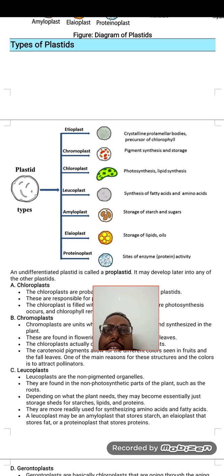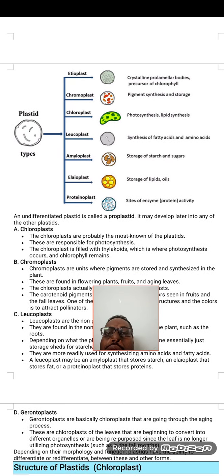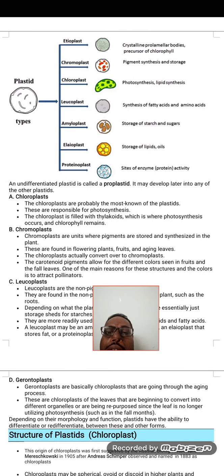For example, the etioplast is a precursor of chlorophyll. Chromoplast means pigment synthesis and storage, that means color, and petals are made up of chromoplast. Chloroplast is for photosynthesis and lipid. Leucoplast makes fatty acids and amino acids. Amyloplast stores sugar. Helioplast stores lipid. Proteinoplast is the site of enzyme activation. You can keep this in mind. We don't want to go into much detail, and I have given some descriptions below.